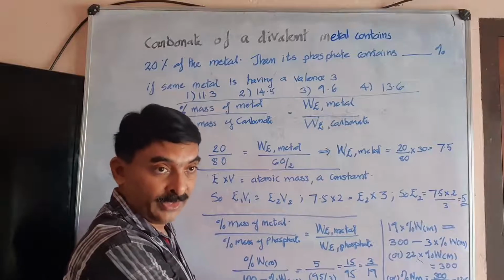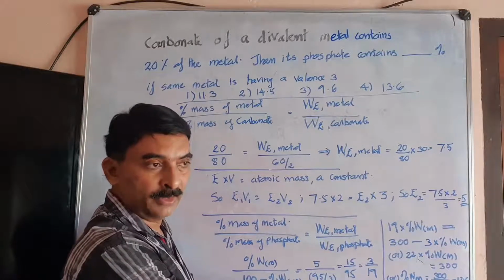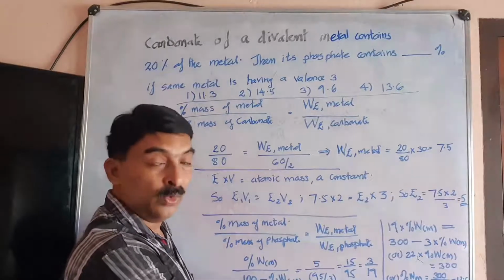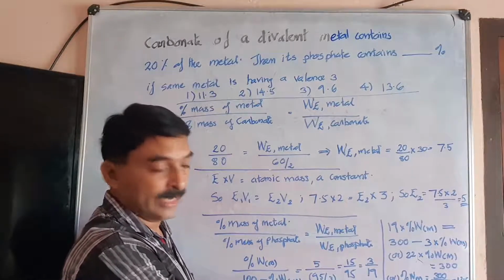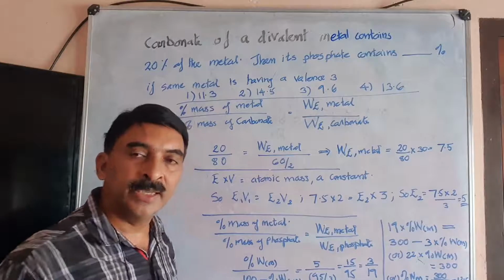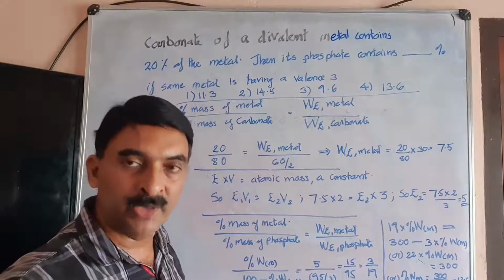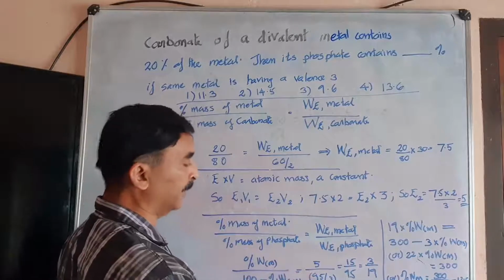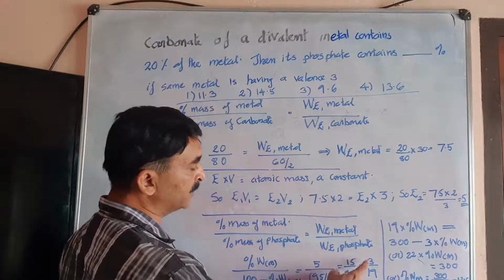Ionic mass of phosphate: 1 P with the atomic mass 31 and 4 O, 64, 3 O, 48. Adding we get 95. But valence is 3, oxidation state is 3, so we have to divide 95/3. Then we get 5 divided by 95/3, which is 15/95, which is 3/90.